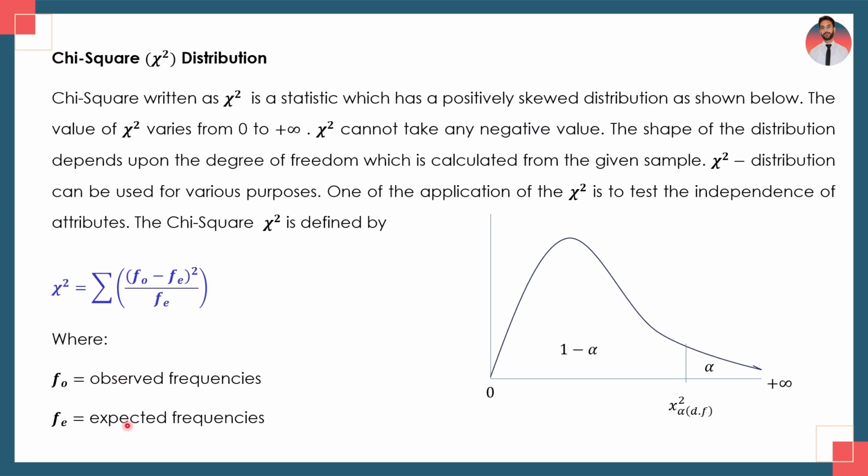So now students, chi-square is a positively skewed distribution and its limit moves from 0 to infinity, and here you have two areas. One is the 1 minus alpha area, which is the acceptance region, and on the right side you have the alpha area, which is the rejection region, and here the critical value is chi-square alpha with degree of freedom. We divide it into two areas, acceptance region and rejection region, and this is the full picture of the chi-square distribution.